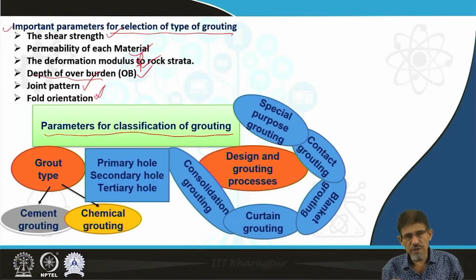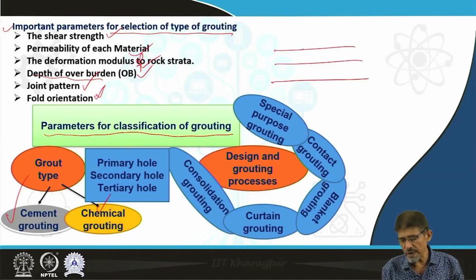For classification of grouting, we select only two parameters. One is the composition of grout and the other is the grouting process. On the basis of grout type, grouting can be divided into two categories: cement grouting and chemical grouting. The selection of cement grouting or chemical grouting depends on the geotechnical characteristics of rock strata.